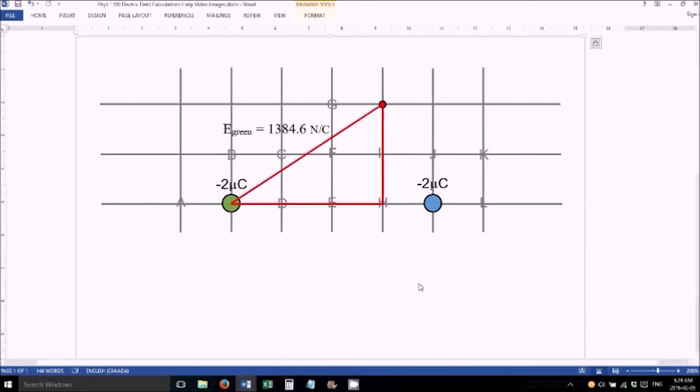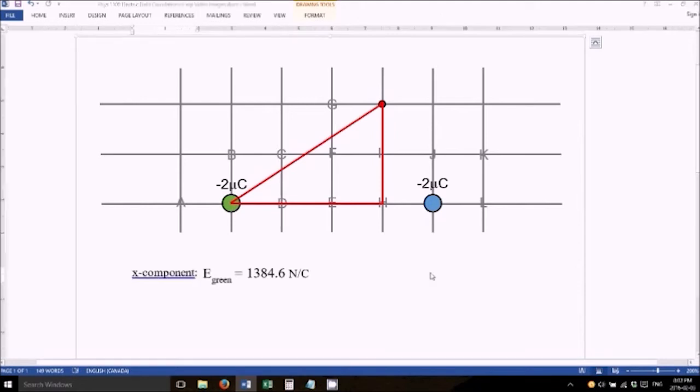So just to be clear, that means we need to calculate the x and the y components for this right-angled triangle, where the hypotenuse is equal to the electric field strength. So this is the 1,384.6 newtons per coulomb that we calculated for the green charge. You probably know how to find the x and y components of something. If, for example, I want the x component of the electric field, then I'd multiply the magnitude by cosine theta, where theta is the angle between these two lines. So that better be what we do next.